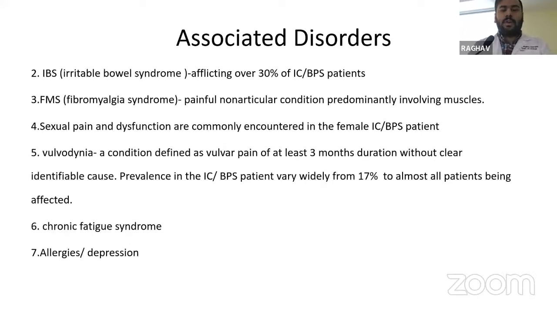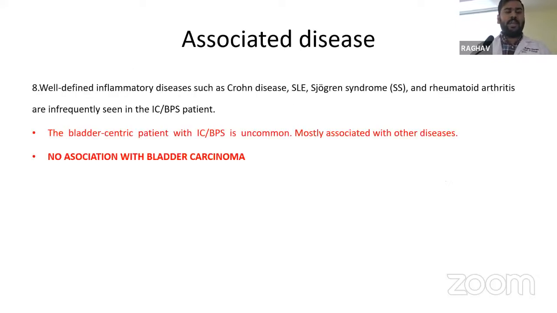Other disorders which have been associated with IC/BPS are irritable bowel syndrome, fibromyalgia syndrome, and sexual pain and dysfunction, which are commonly encountered in the female as well as male IC/BPS patient. Vulvodynia, a condition defined as vulvar pain of at least 3 months duration without clear identifiable cause. Its prevalence ranges from 17% to almost all patients being affected. Chronic fatigue syndrome, allergies, and depression are also associated.